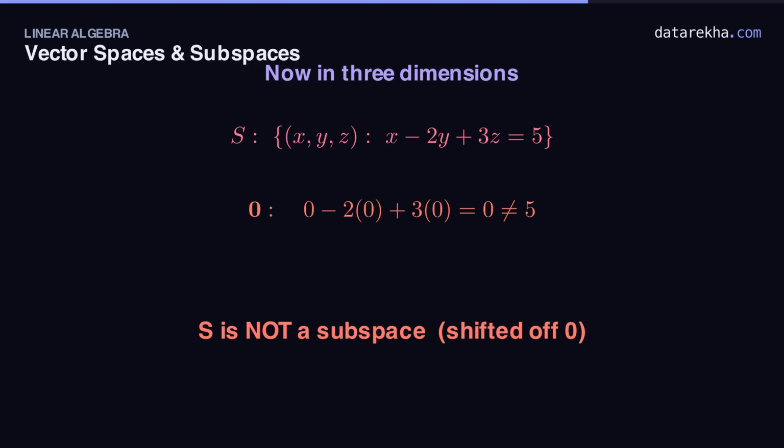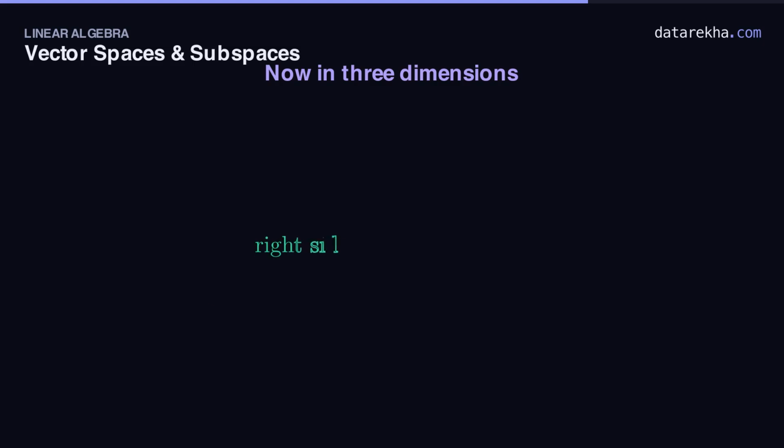And here is the clean rule to carry away. So the pattern is simple. Right side 0 gives a subspace through the origin. A non-zero constant gives an affine set that isn't one.